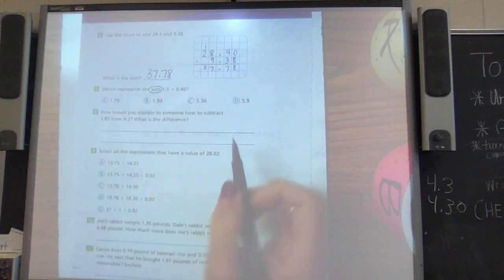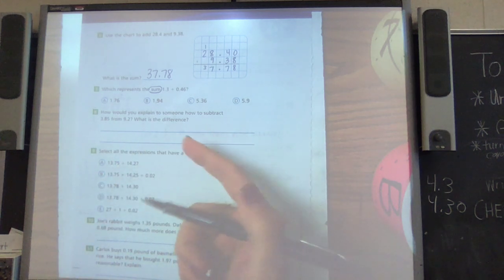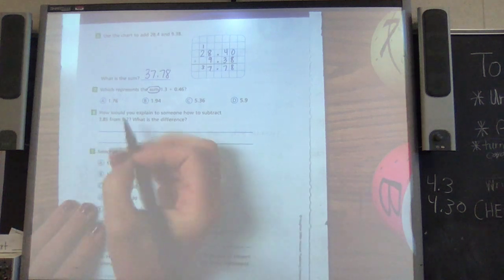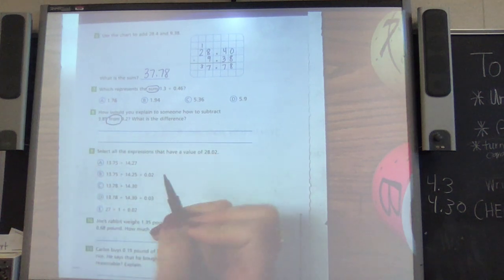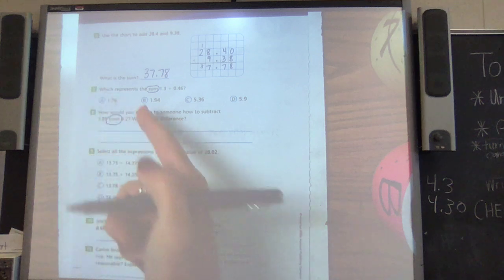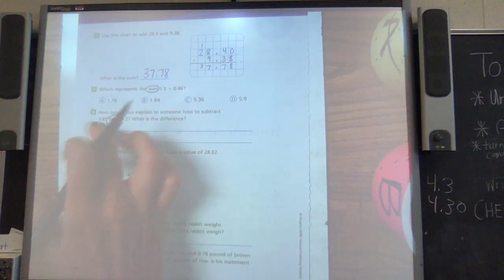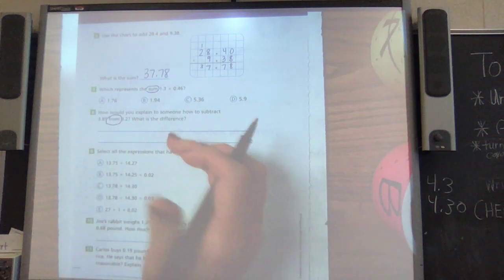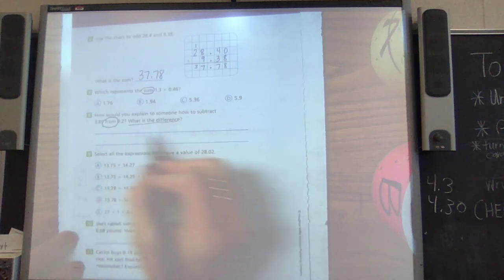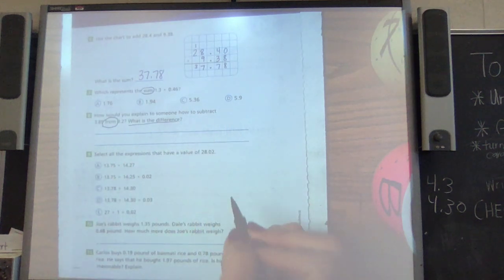Number 8 says, how would you explain to someone how to subtract 3 and 85 hundredths from 9 and 2 tenths? You're taking that number from that, meaning this is what's being subtracted. What is the difference? So you're going to explain what you would do, and then you tell the answer. I'm going to let you do that one too.